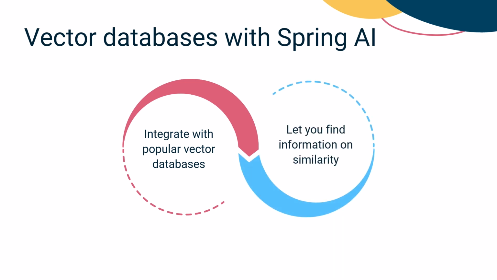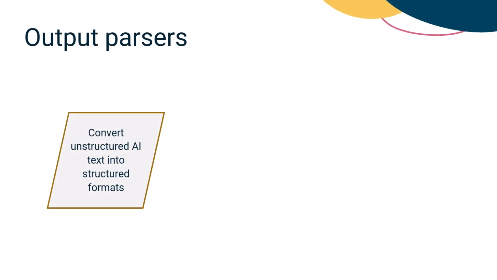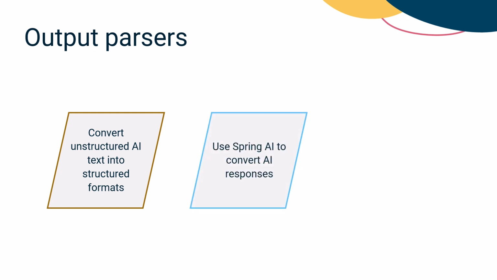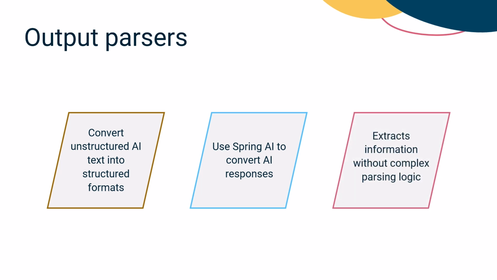AI models often return unstructured text, but your application might need structured data, such as JSON objects or specific formats. Spring AI's output parsers help convert AI responses into formats your application can easily work with. With Spring AI, you don't have to write complex parsing logic to extract the information you need from AI-generated text.